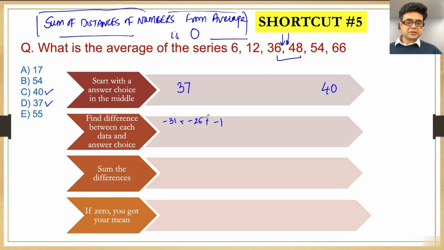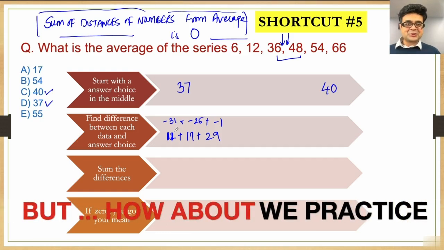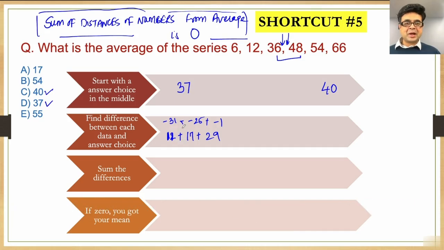And now on the other side, 48 minus 37, which is 11, plus 54 minus 37, which is 17, plus 66 minus 37, which is 29, right? When you sum the differences, what you will get here is 0. So this means 37 is my right mean. I advise you to practice what you learned in shortcut number 4 here, and that would make your life so much easier. And I'm going to do the same.